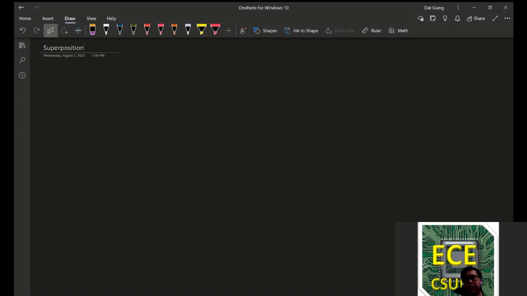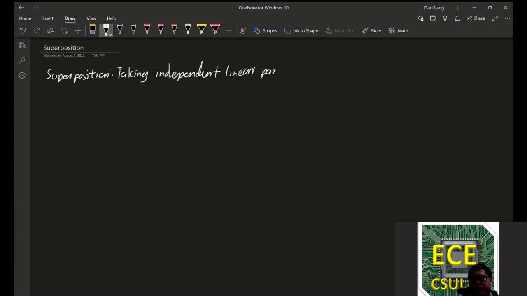Okay, so now we're going to be discussing superposition. So what is the idea of superposition? Well, with superposition, we are taking independent, linear parts of a system and evaluating its effects on the system.